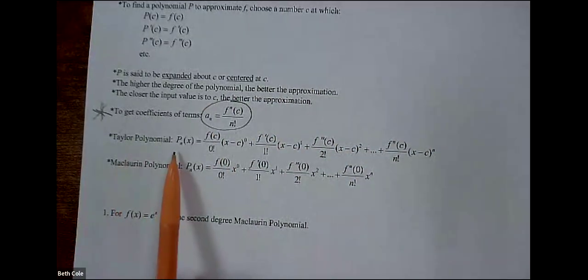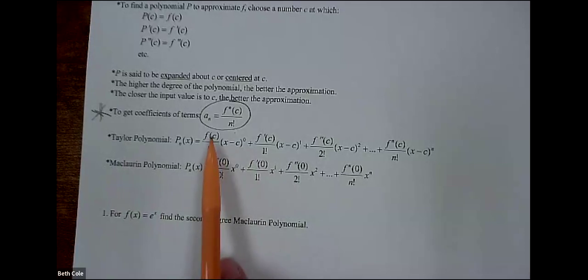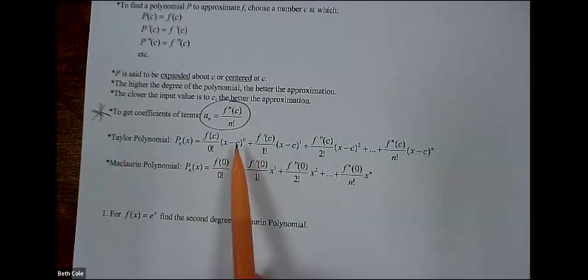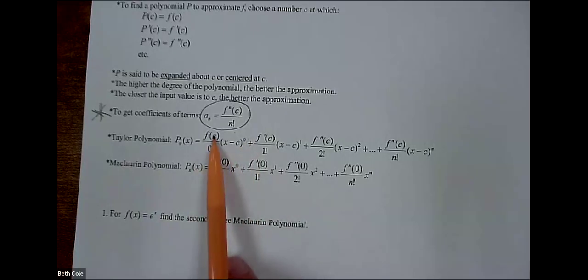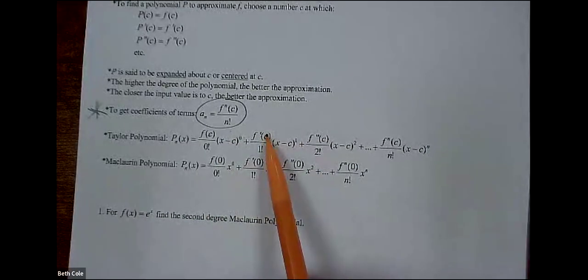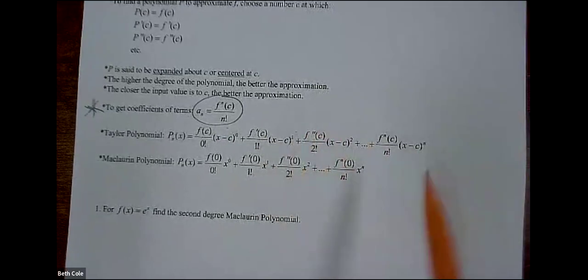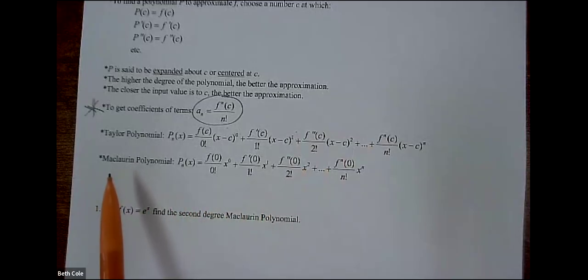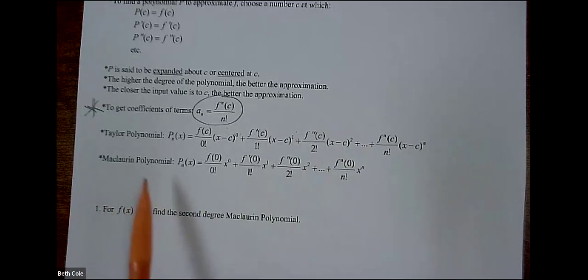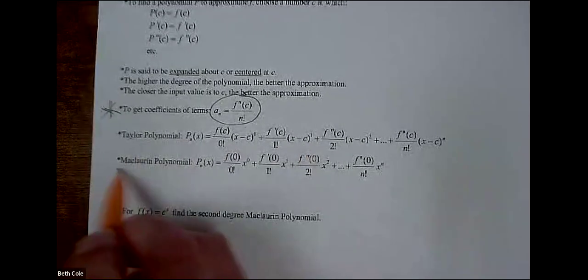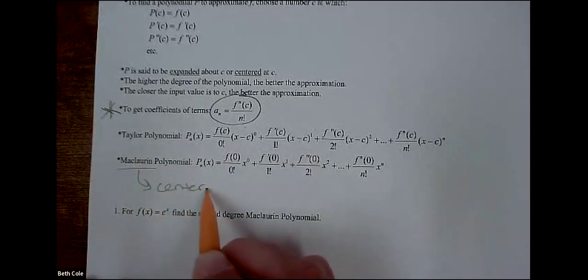So a Taylor polynomial looks like this. You have your nth derivative over whatever that factorial is, times (x minus c) to that power. So it's the 0th derivative, which is just the function, over 0 factorial, times (x minus c) to the 0. First derivative over 1 factorial, times (x minus c) to the 1, and so on. It's just a pattern. Now, if it's centered at 0, we call it a Maclaurin polynomial. Everything in math either is what it sounds like or it's named after the person that came up with it, right? So this is your Taylor polynomial. Maclaurin simply means it is centered at 0.